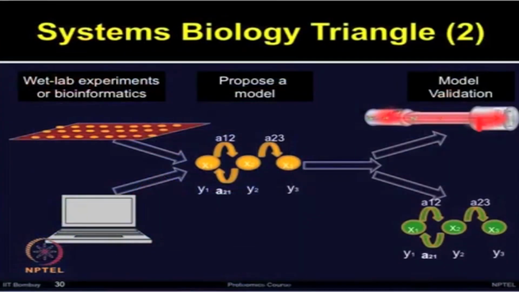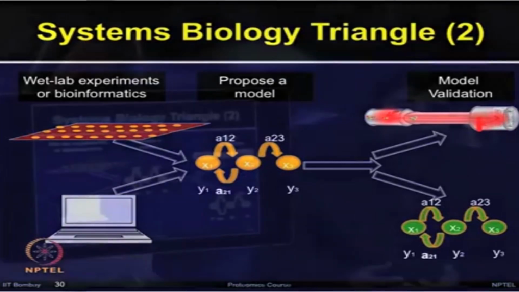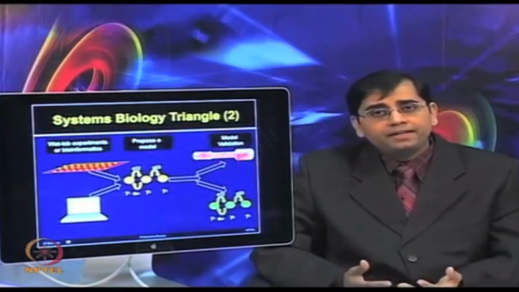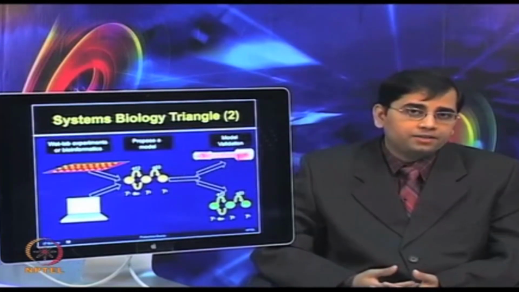In the systems biology triangle, the wet lab experiments or bioinformatics based data analysis can be used to propose a model. The model building as an aid to understand the complex system, and some hypotheses can be generated which could be used further to propose more quantitative models or predictive models, and also it can be used for independent techniques for the model validation.